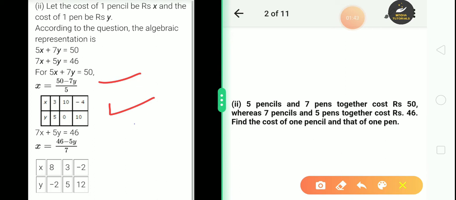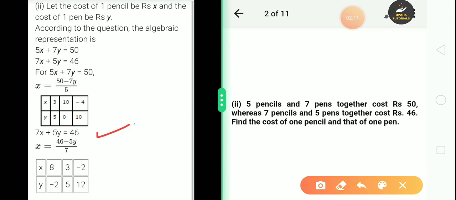Okay. Now consider equation 2. Equation 2 is 7x plus 5y is equal to 46. So I can write x is equal to (46 minus 5y) upon 7. Again assuming values of y to get values of x. So when y is equal to minus 2, 5 into minus 2 is minus 10, so 46 minus minus 10, that is 46 plus 10 is 56, and 56 upon 7 is 8. So when y is equal to minus 2 I am getting x is equal to 8.